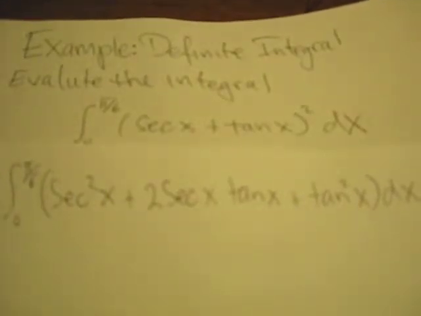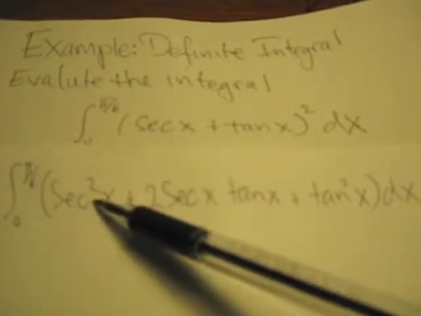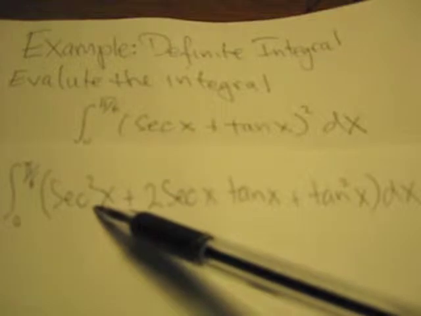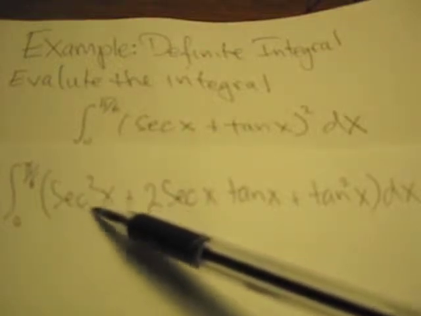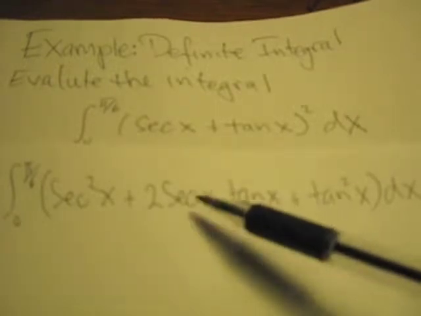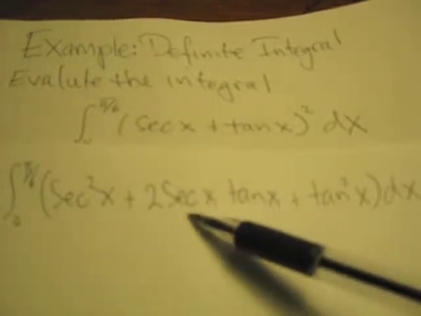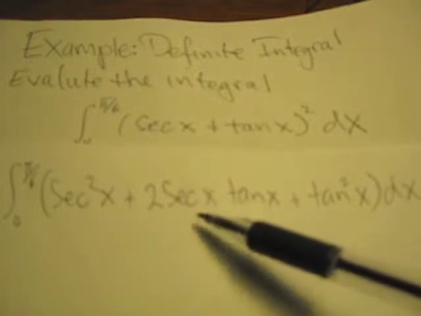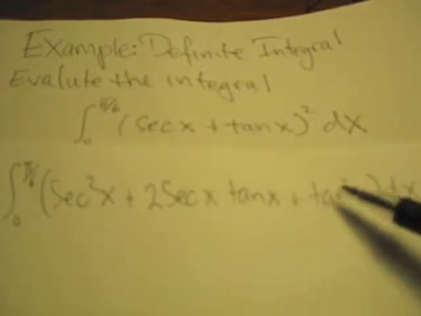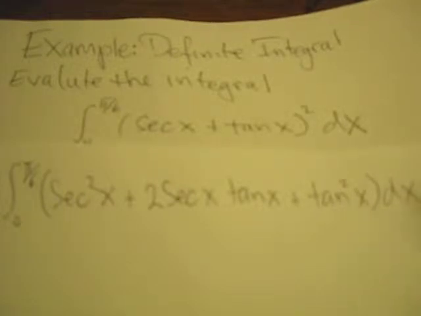Now there's a couple of things we can do. We know how to find the integral of sec squared x, because when we differentiate tan x we get sec squared x. Sec x tan x we also know how to do, because the derivative of sec x is sec x tan x, so going backwards that would give us sec x. The problem one we have is this tan squared x.